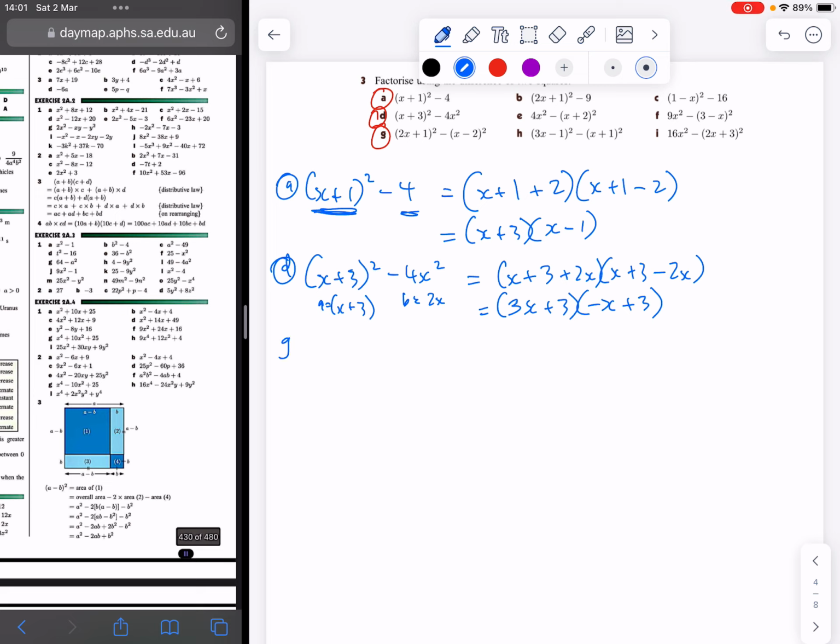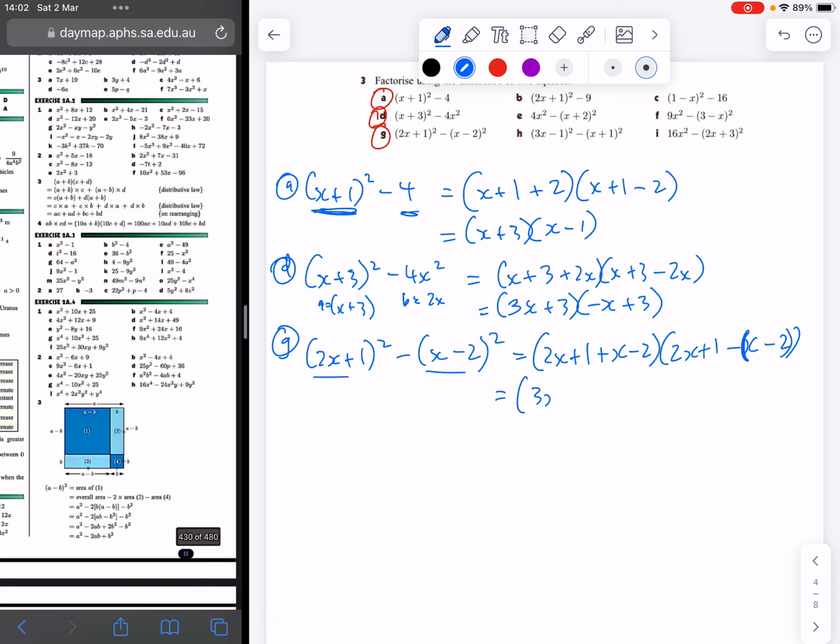And then (2x plus 1) squared take (x take 2) squared. These are both squared numbers because there's a squared power over it. So your A is 2x plus 1, and I add x take 2, which is in the other brackets, and then I've got 2x plus 1 again, but I'm taking x take 2. Now the trick here is you're taking all of x take 2, so you should chuck it into brackets because that has ramifications for the negative sign. 2x plus x is 3x. 1 take 2 is negative 1. 2x plus 1. That negative applies to the x, which is negative, and negative to the negative 2, which is positive 2.